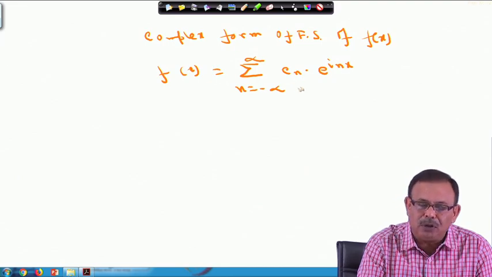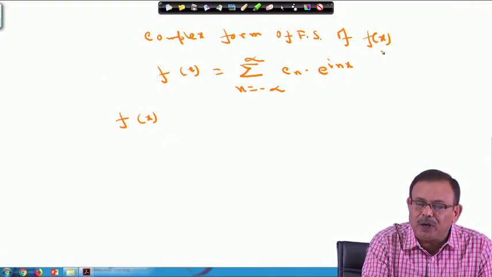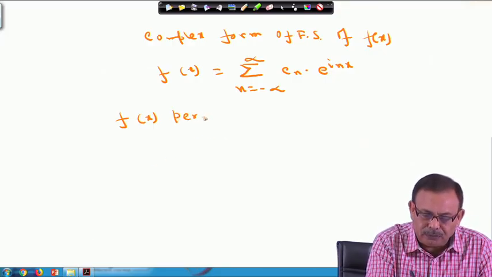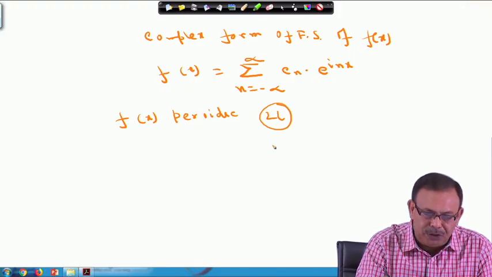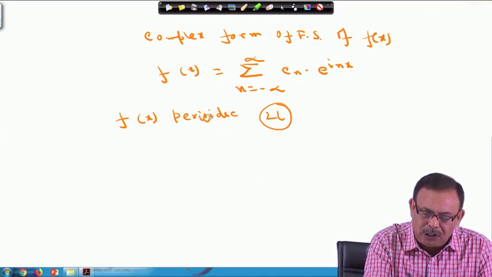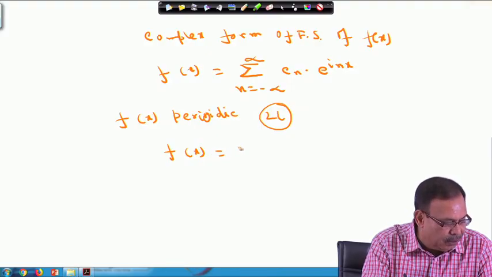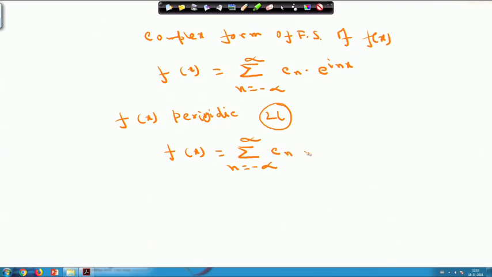In the earlier slide we have told what C n is. Here f x was a periodic function from minus pi to pi, and if f x is a periodic function with period 2l, in that case I can say that my f x will be sum from n equals minus infinity to infinity of C n into e power, just like earlier we have shown, I n pi x by L. So, here it is I n x when the period is 2 pi.